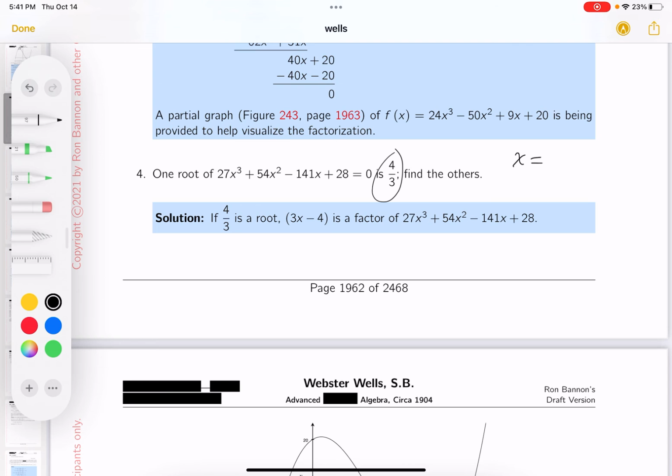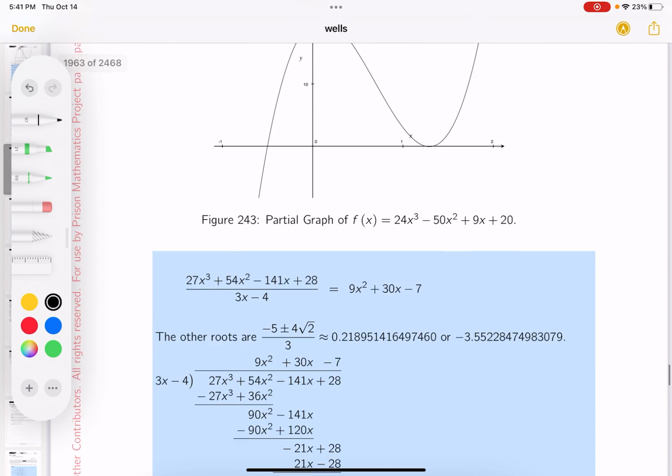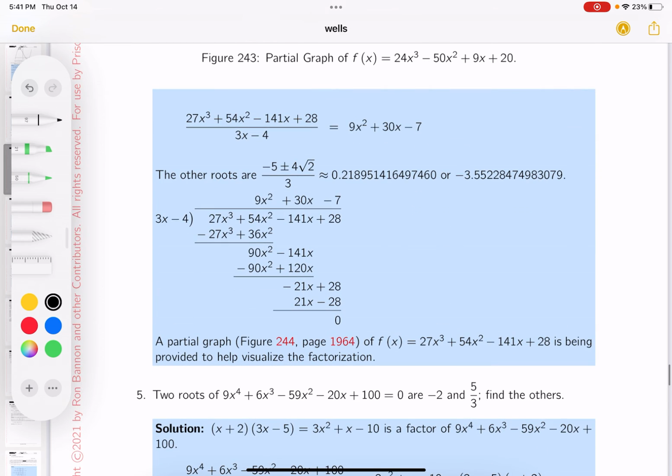Cubic, again, let me repeat this. X equals 4/3. We're claiming that's a root. What does that mean? 3x equals 4. What are you going to divide by? 3x minus 4. All right, pretty simple. And again, this stuff is all written down for you. You need to work on that, though. You need to work. It's a lot of work. Yep, I did the work.